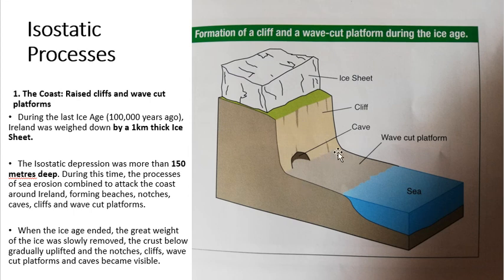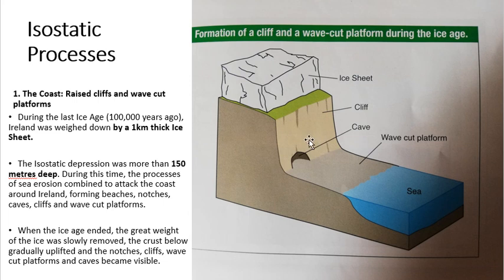Okay, and how are these features formed? Guys, these features were formed simply by your usual processes of coastal erosion: hydraulic action, air compression, attrition, abrasion, and solution. The only difference is, instead of happening on the surface of the earth, it happened underwater. So this cliff here would have been formed about 100 meters underwater. Okay, very, very, very straightforward.